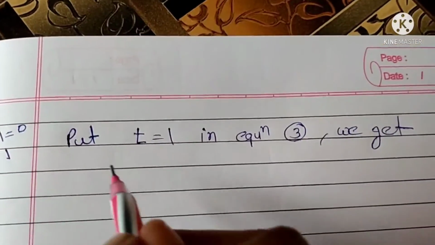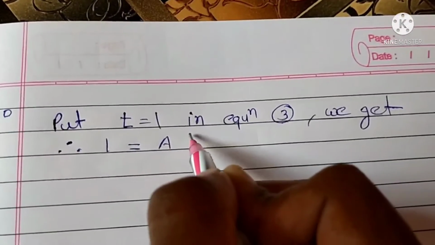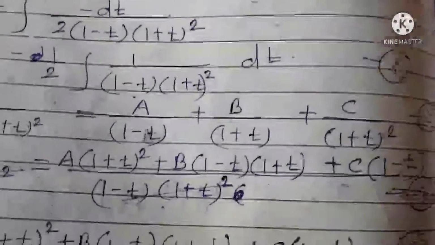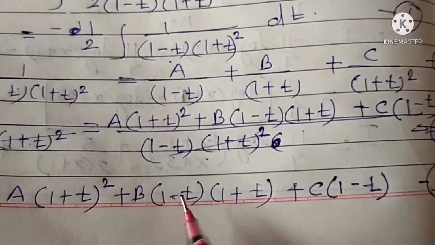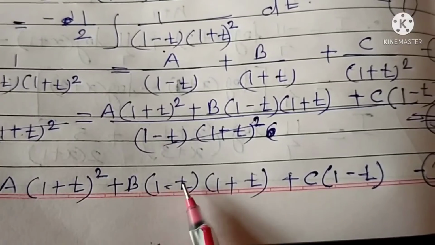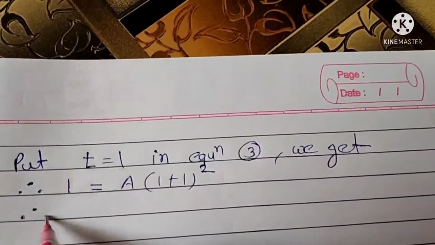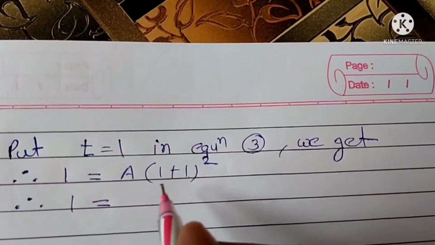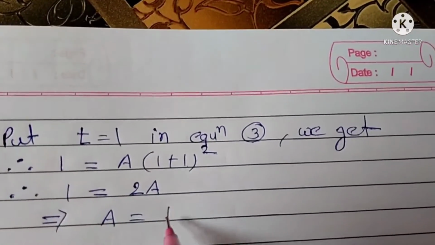If we put t = 1, then 1 = a(1+1)². You can observe that if we put t = 1 in this term, it becomes 0, 1 minus 1 is 0, and here also 1 minus 1 becomes 0. Therefore 1 = a times (1+1) squared, 2 squared is 4, so this is 4a, and this implies that a = 1/4.